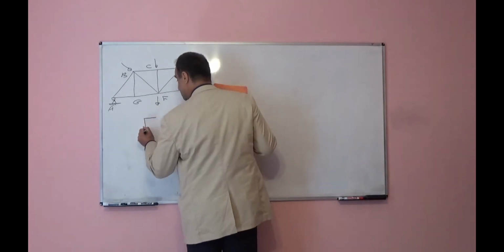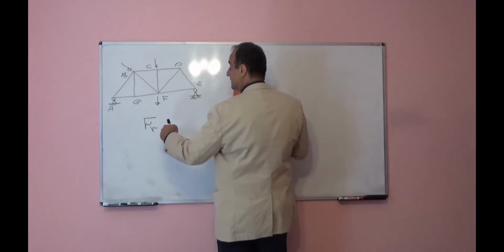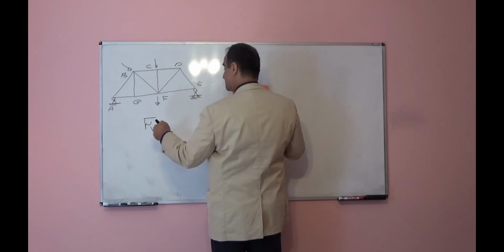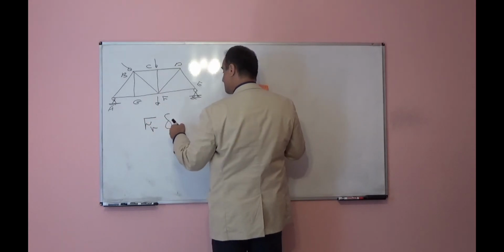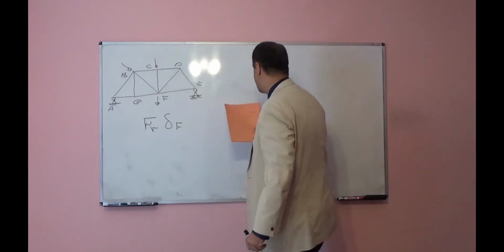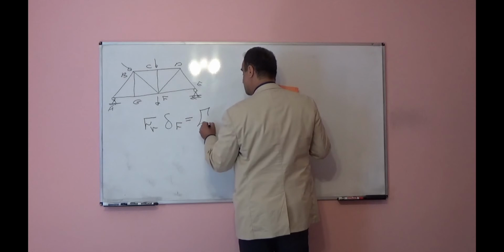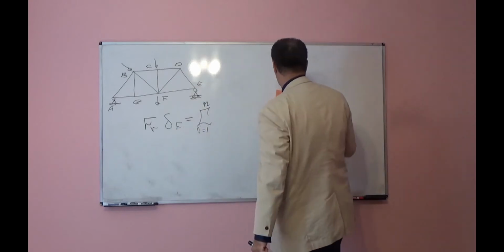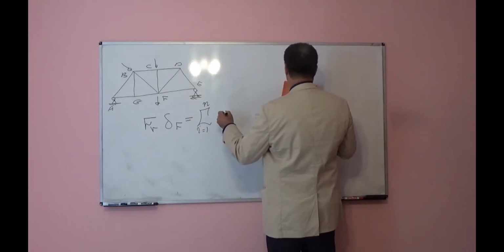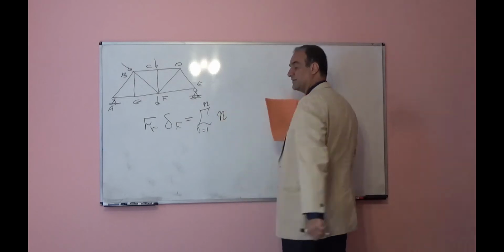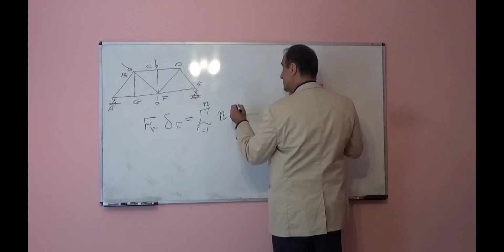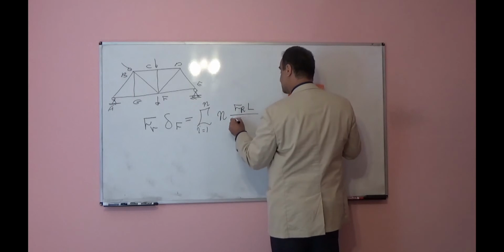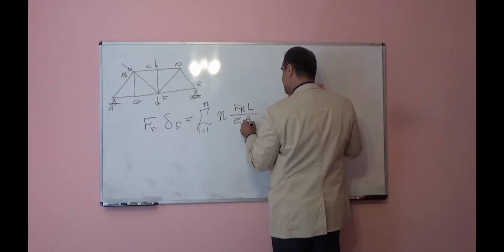Then, according to the virtual work method, the virtual force, or virtual load, times the real deformation, for example here the deformation at point F, is equal to the summation of, where n is the number of members, for each member, the internal force because of the virtual load times the internal force under real load times the length of the member divided by EA of that member.